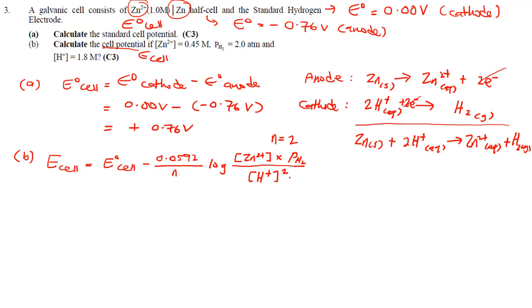Okay, alright, now what we do, we proceed. Okay, masukkan values tu. E0 cell kita dah kira kat atas 0.76. Our n value tu is 2.